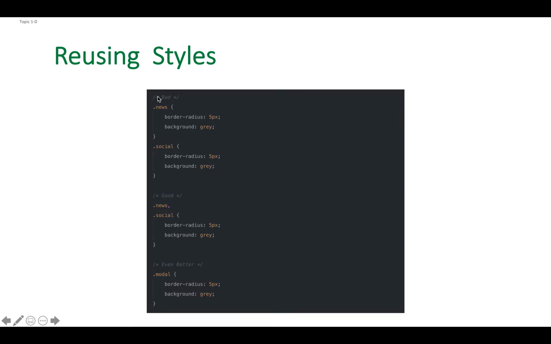So this is the bad way to write the code. So you would do a class, and they would have the same exact styles to them. This is the good way to write it. You can use a comma and then actually have two classes that have that same style. But the best way to do it is to create a completely new class that has those styles, and you apply that new class just to the elements you want it on.